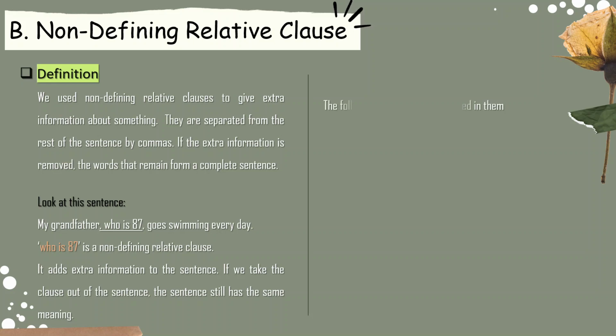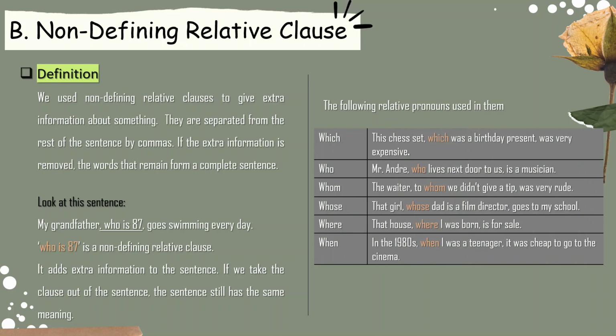Next, the following relative pronouns are used in them. The first one is which. For example, this chess set, which was a birthday present, was very expensive. Next, who? Mr. Andre, who lives next door to us, is a musician. Next, whom? The waiter, to whom we didn't give a tip, was very rude.